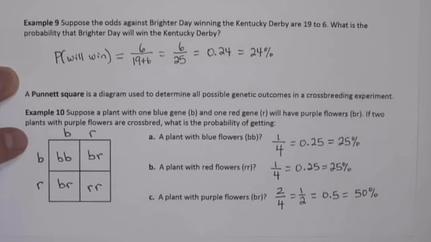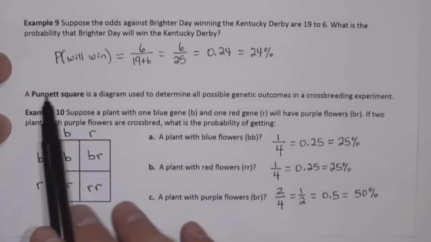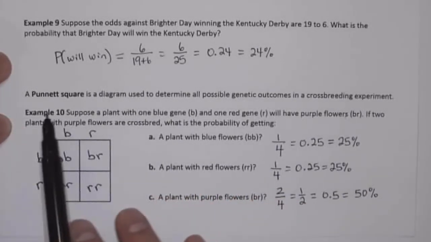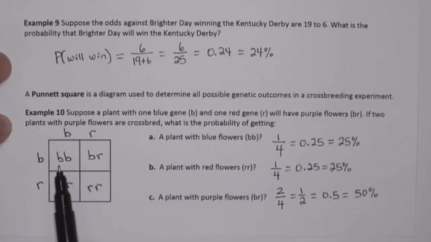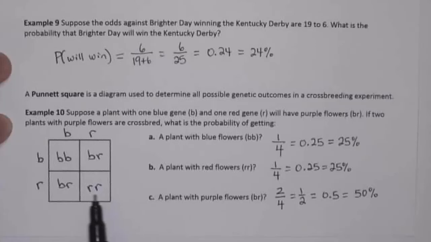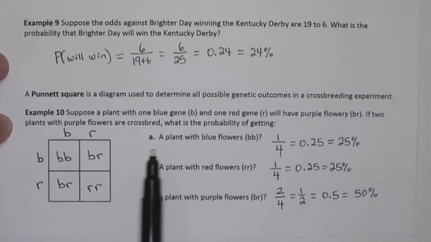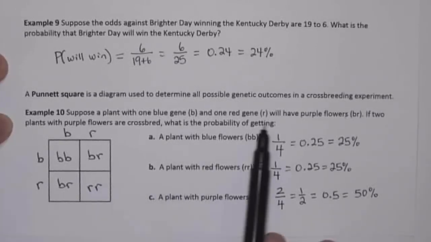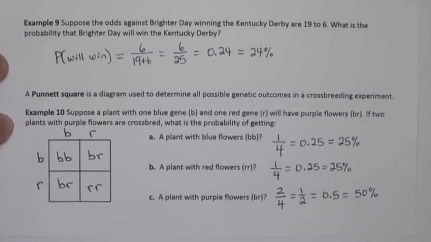So again, this is just an example from biology using this method called a Punnett square to figure out the possible outcomes and the likelihood of those outcomes when we are crossbreeding plants. So at this point, we have completed section 13.1. You should be able to handle the 13.1 homework.